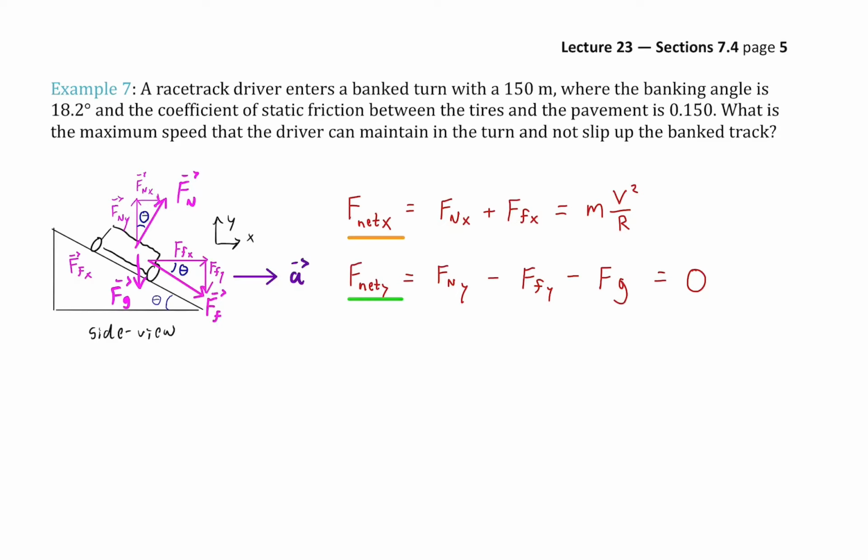It has to be, because the friction is preventing the car from sliding up the embankment, which it will do if it goes too fast. So friction has to point down the turn, okay?